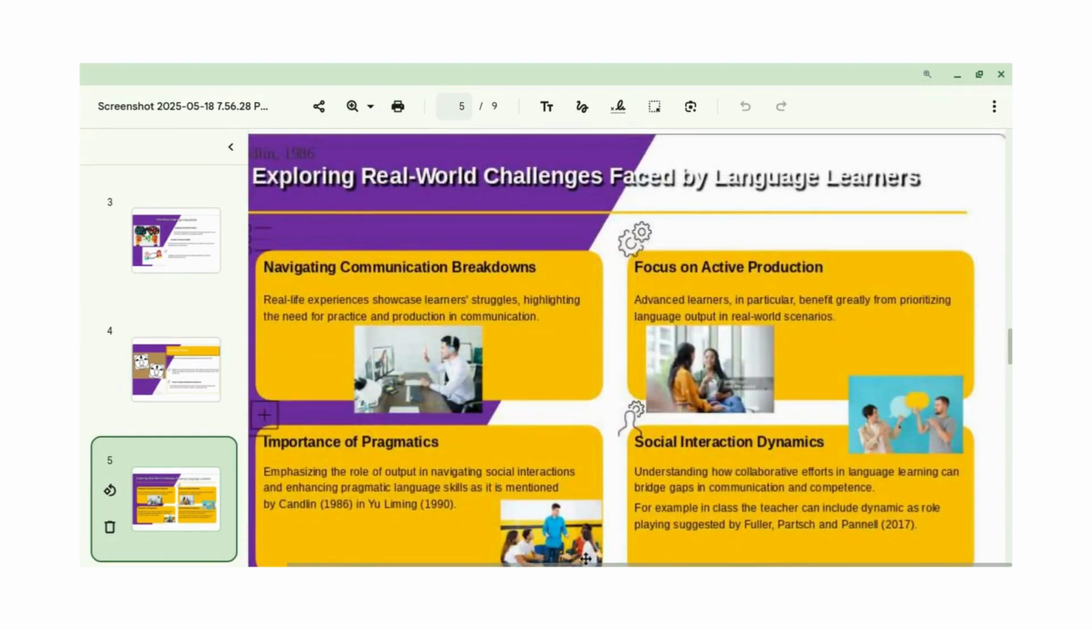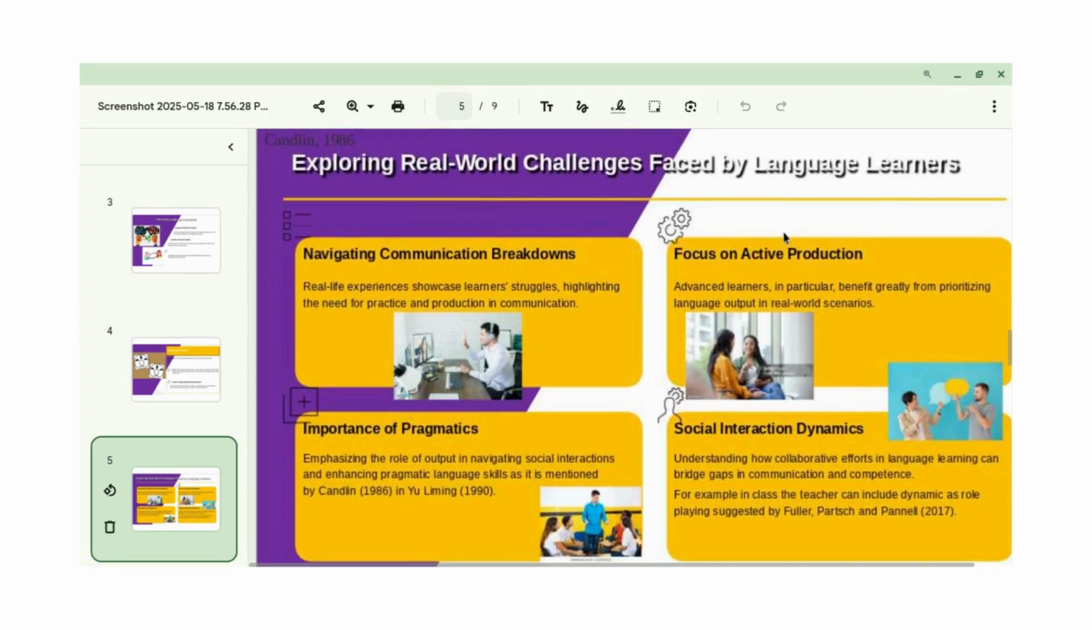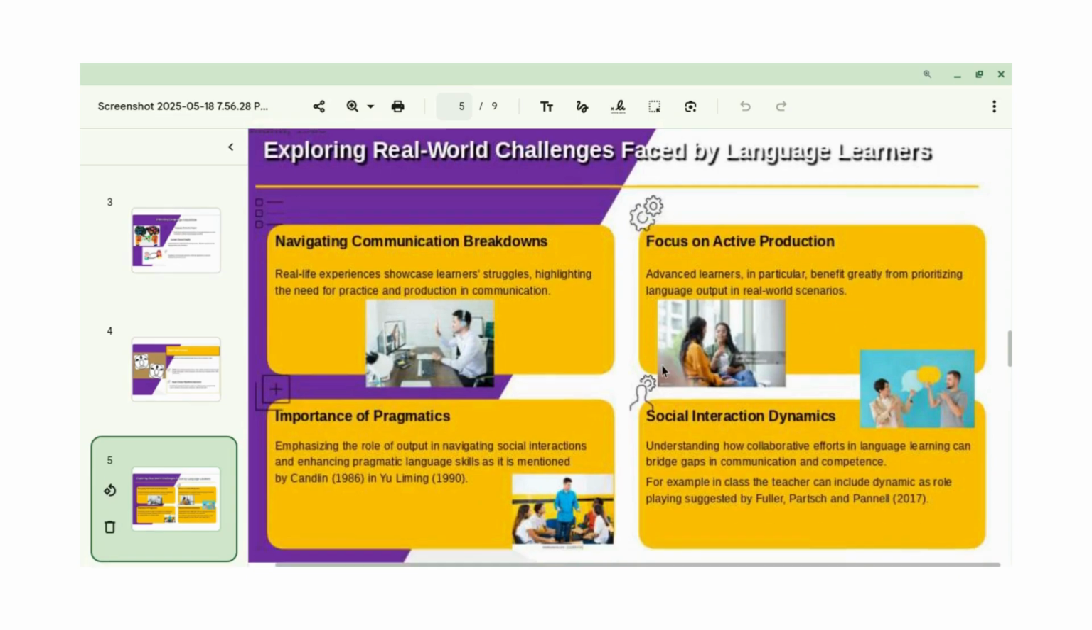Well, exploring real-world challenges faced by language learners. Here are some of the challenges that learners can face during this process of acquiring a second language. First of all, navigating communication breakdowns. Real-life experiences showcase learners' struggles, highlighting the need for practice and production in communication. Focus on production: advanced learners, in particular, benefit greatly from prioritizing language output in real-world scenarios.